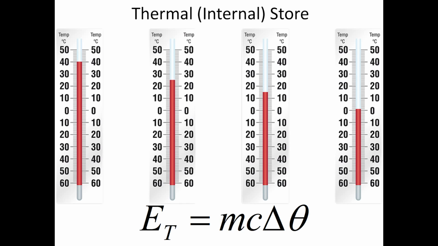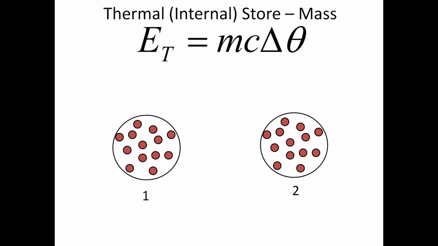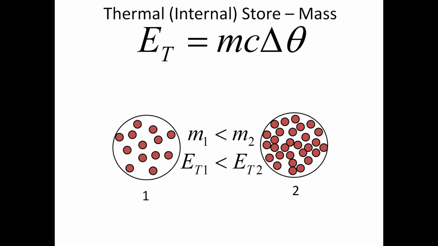So let's look at how the energy depends on each of these quantities. We'll start with mass. If one object has more mass than another object, that means more energy can be stored in its thermal store. So if we have that the mass 1 is smaller than mass 2, then mass 1 will be able to store less energy in the thermal store than mass 2.